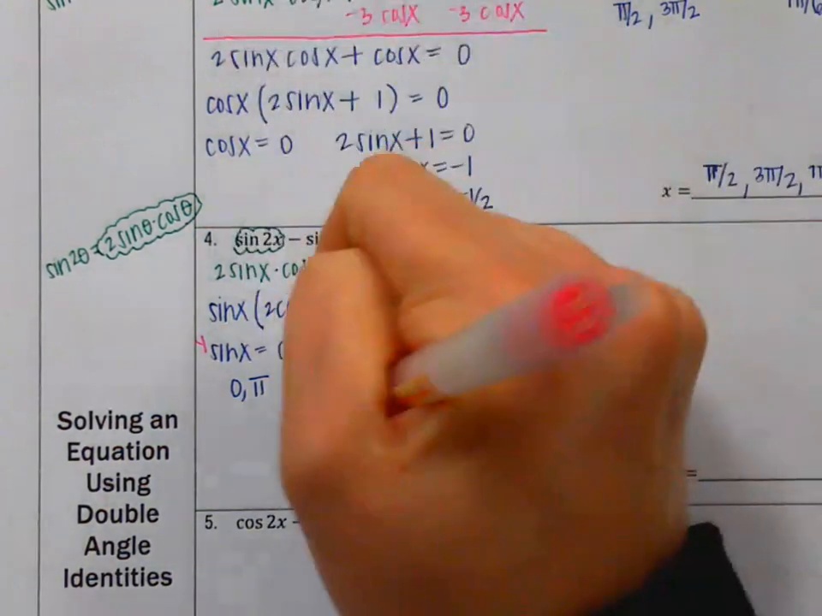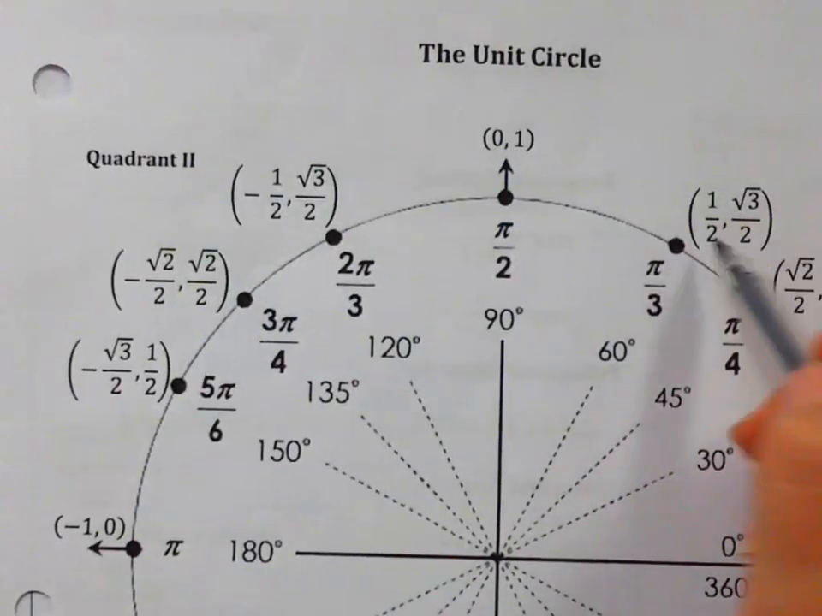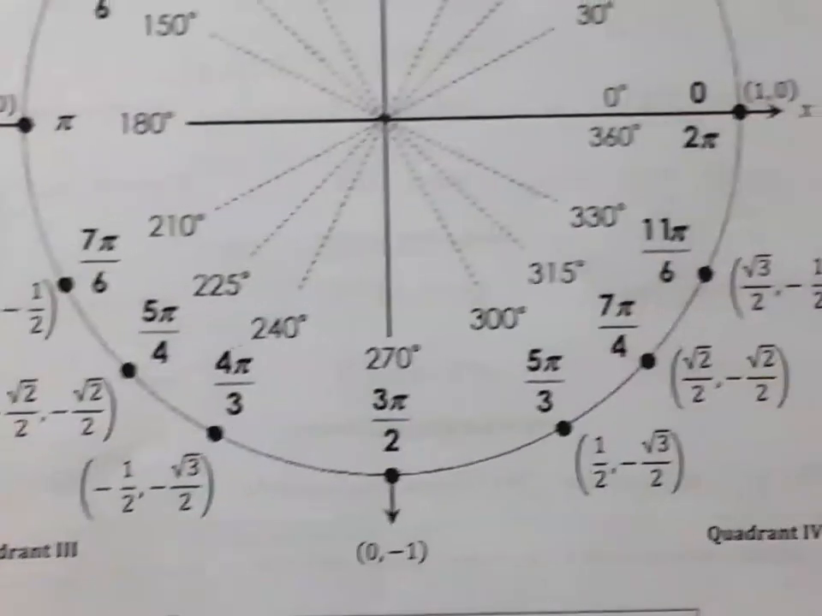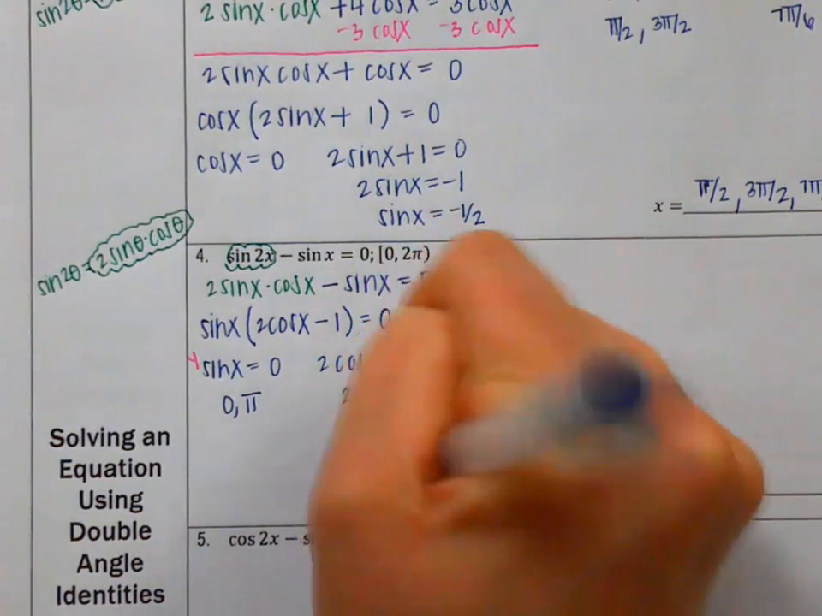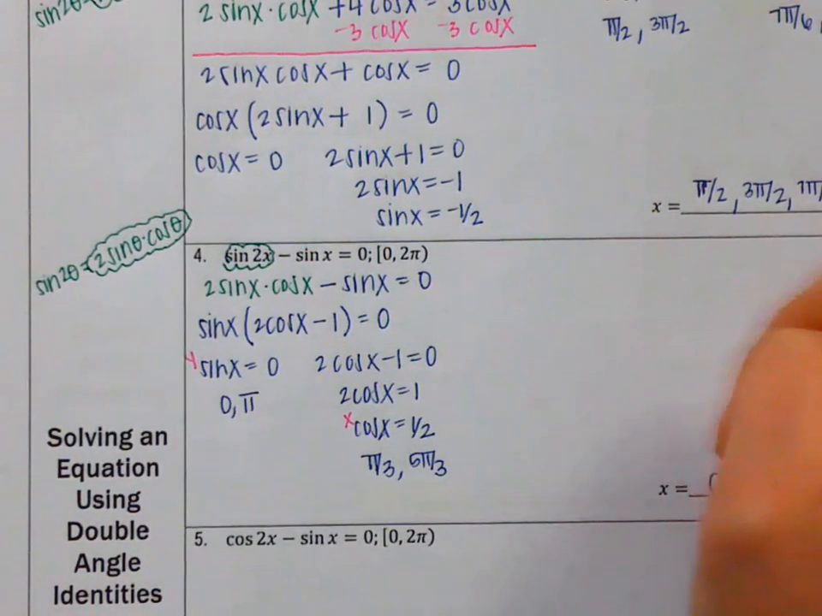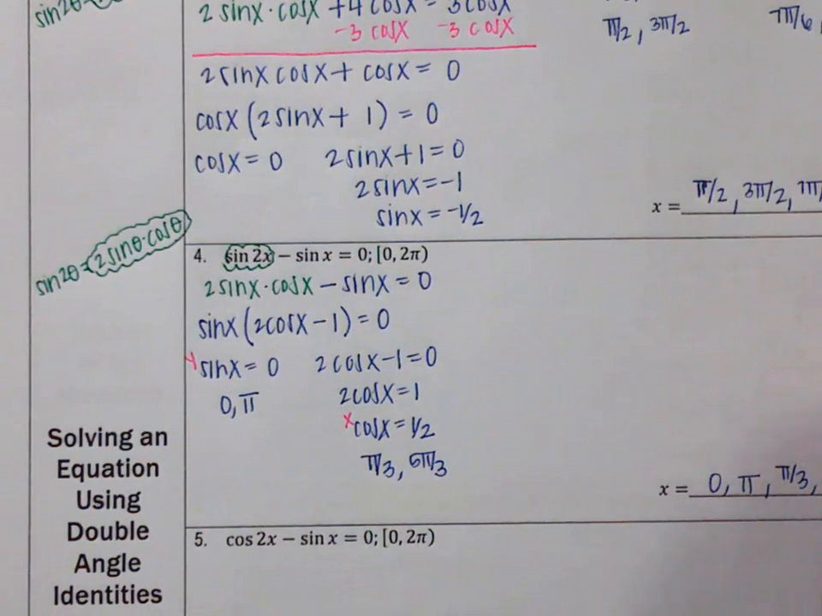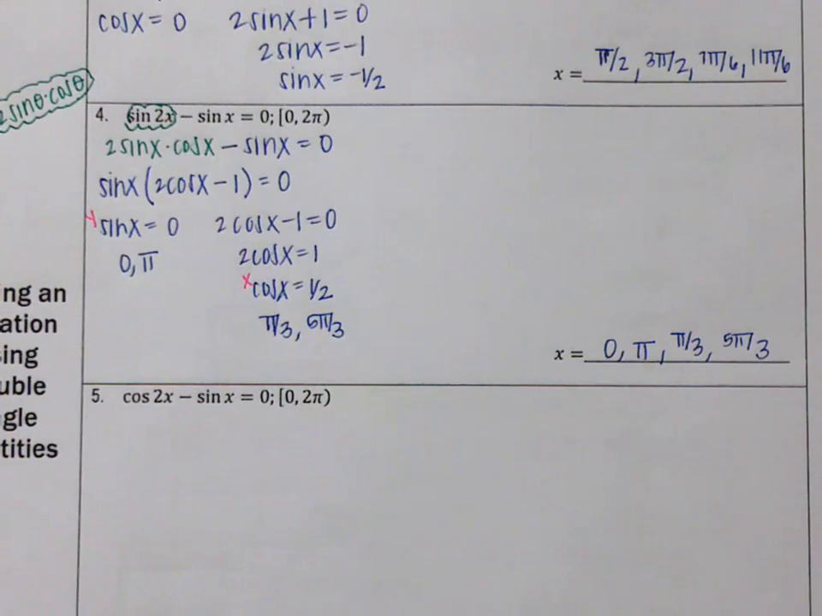Cosine is looking at my x value. So where on my unit circle does my x value equal 1/2? So we have pi over 3, and then we have 5 pi over 3. So pi over 3 and 5 pi over 3. So x is equal to 0, pi over 3, and 5 pi over 3. And that is that. Okay, so let's keep going.